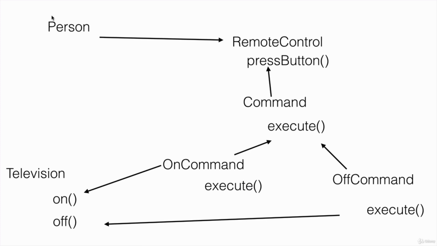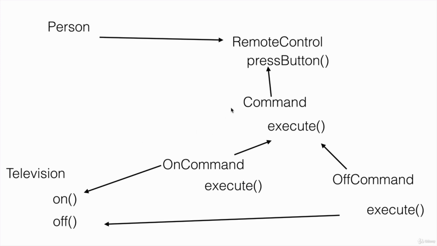So here, person is the client, remote control is the invoker, command is the command interface, on command and off command are the concrete command classes, and finally television is the receiver who knows how to perform the action.